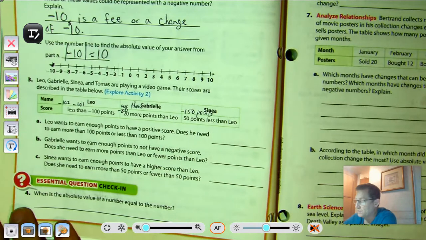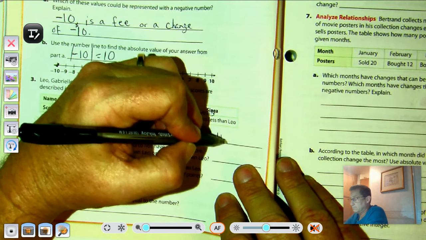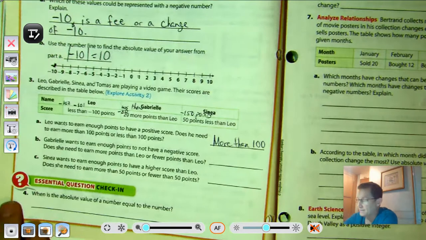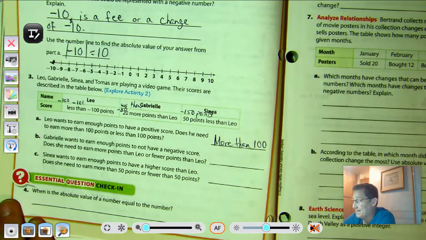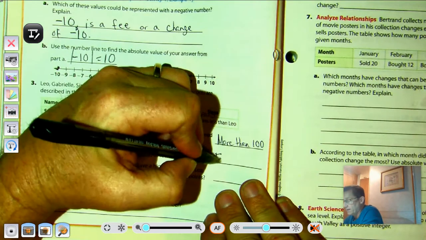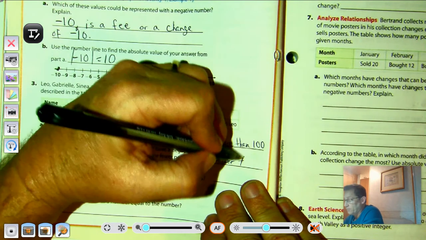3A. Leo wants to earn enough points to have a positive score. Does he need to earn more than 100 points or less than 100 points? More. Gabrielle wants to earn enough points to not have a negative score. Does she need to earn more points than Leo or fewer? Well, she's 20 points greater, so she can score fewer than Leo. She can definitely score fewer than Leo.